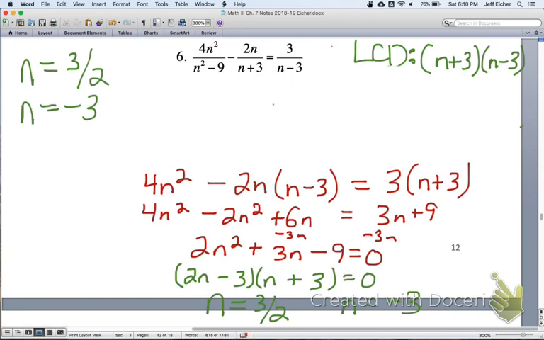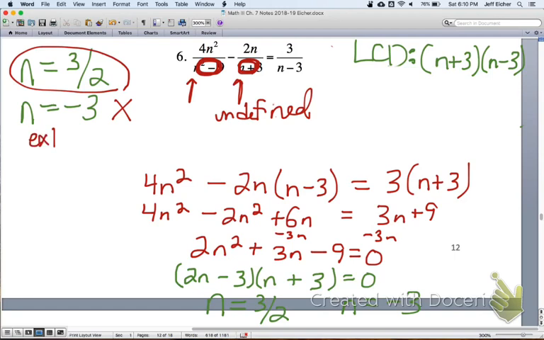However, when we plug in a negative 3 right here, or right here, we would have division by 0. If you plug in a negative 3 and you get 0 there, you get 0 there, and that would be undefined, division by 0. So negative 3 is no good. We call that an extraneous solution. It's not that we did work wrong. It's that when we actually plug it in, it doesn't actually give a true statement. It gives an undefined mathematical statement. So there's only one answer, n equals 3 over 2.